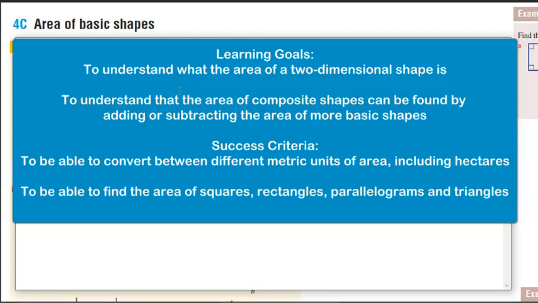Learning goals for this lesson is to understand what the area of a two-dimensional shape is, and to also understand that the area of composite shapes can be found by adding or subtracting the area of more basic shapes. And we'll be looking into what a composite shape is later throughout this lesson.